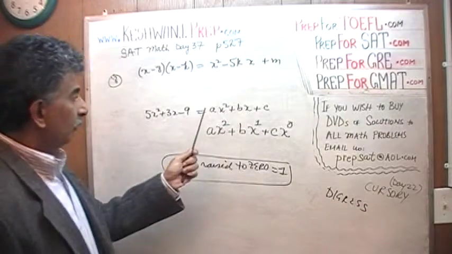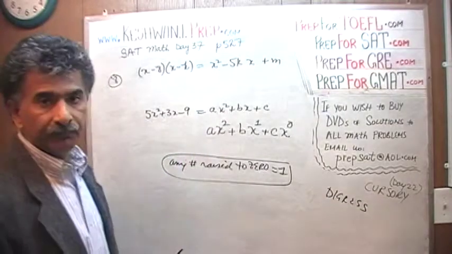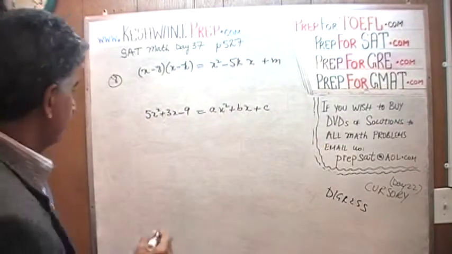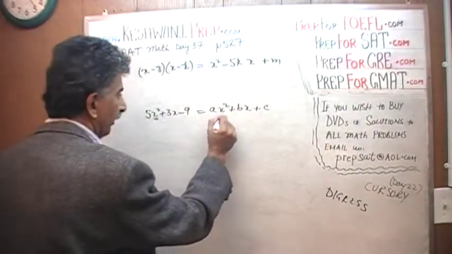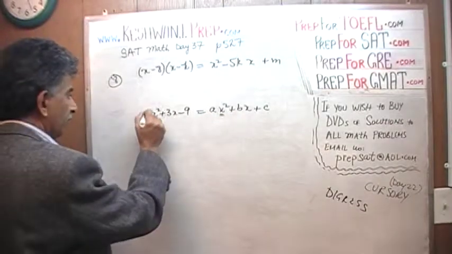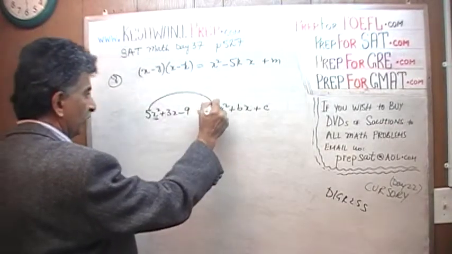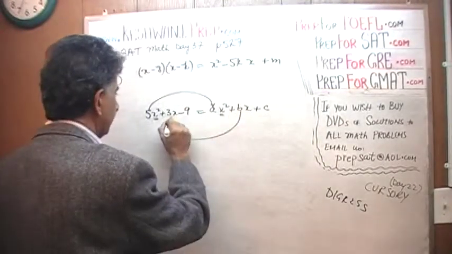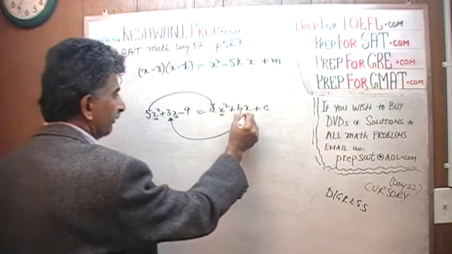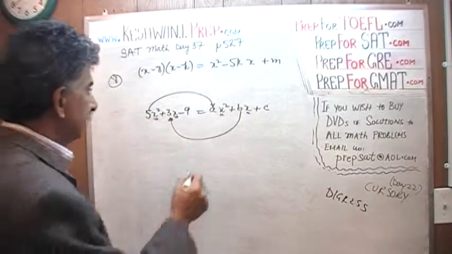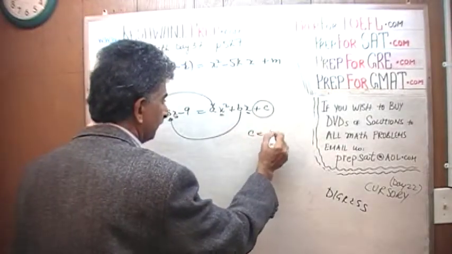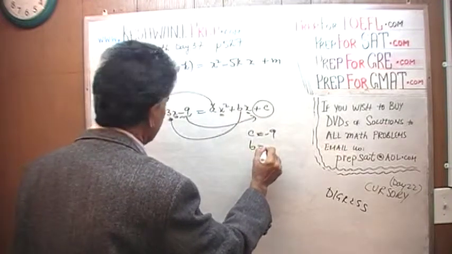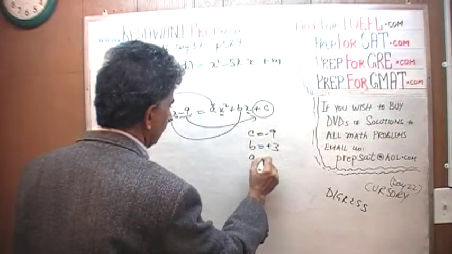Anyway, will you be able to tell me the values of a, b, and c? It is very simple. All we have to do is match the terms. Here we have x squared, here we have x squared, which means the coefficient you see here must equal the coefficient we see here. A must equal 5. Similarly, b must equal 3, because b is the coefficient of x. And c must equal negative 9.